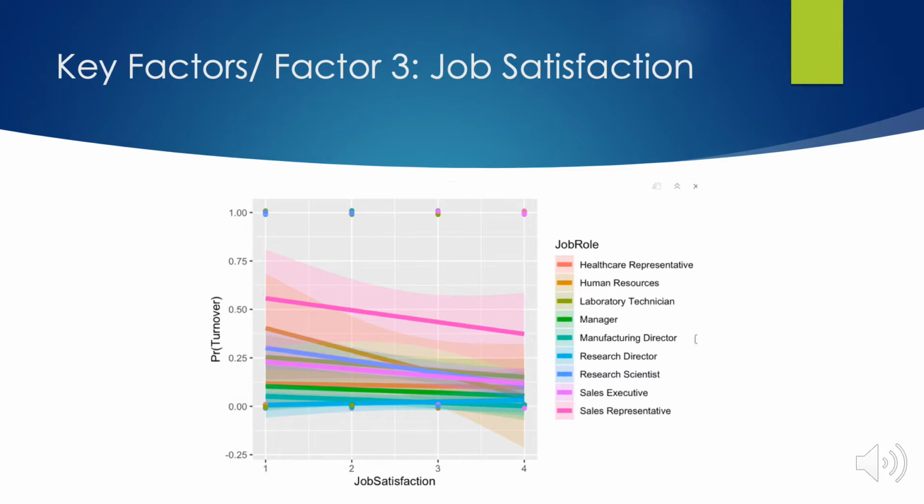Last but not least, the third important factor that influences attrition within your company is job satisfaction. As you can see from the graph, as employees are more satisfied with the job, regardless of their job roles, they are more likely to stay with the company.